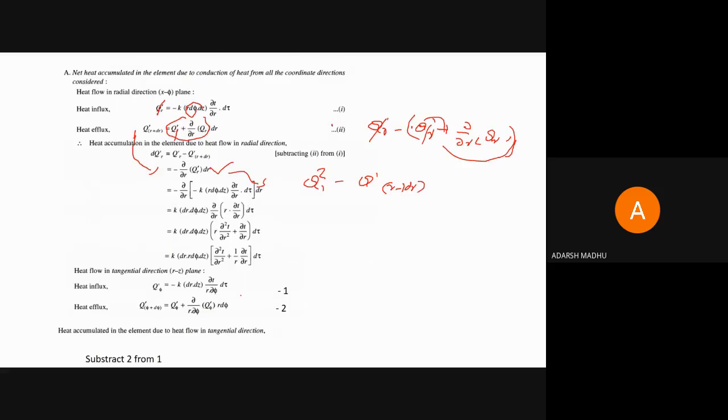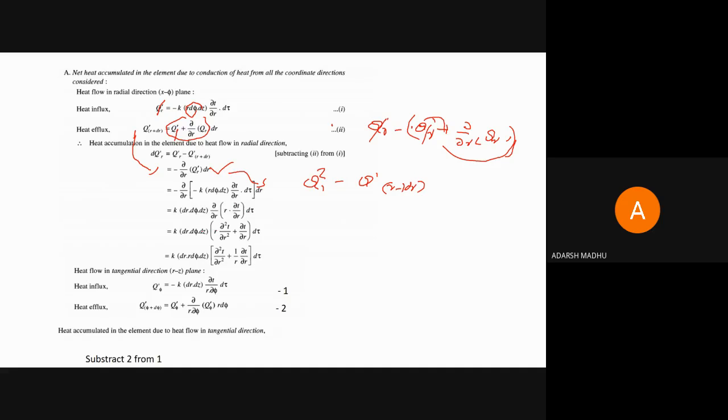There will always be such a term, so take it outside. If it is not there, create such a term by adding and multiplying, that is, multiplying and dividing the numerator and denominator. So here k is there, r d phi is there, dr is there. Okay, so we are taking k into dr into d phi into dz outside, and the term available is dou by dou r of r into dou t by dou r into d tau.